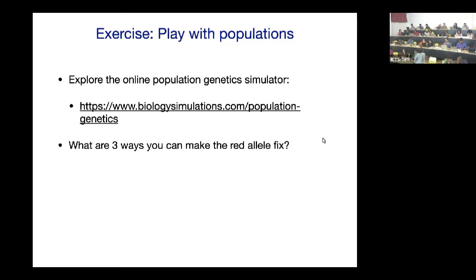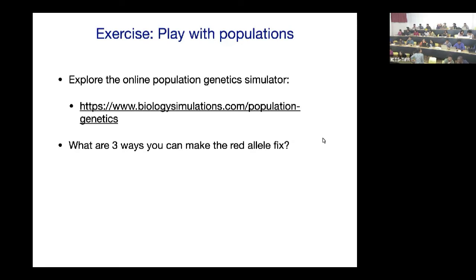Sorry? Yeah. Third way is start with a very small population and hope that stochastic. Hope? No. You got to make it fix. There's no hoping. If the red allele is not fixed, we're all going to die. Some such thing.